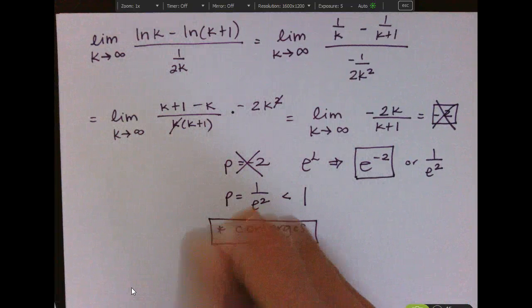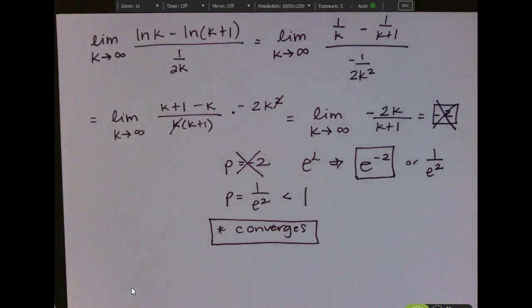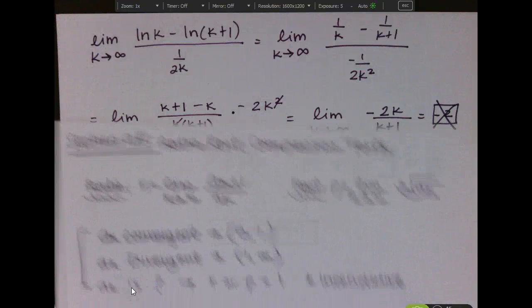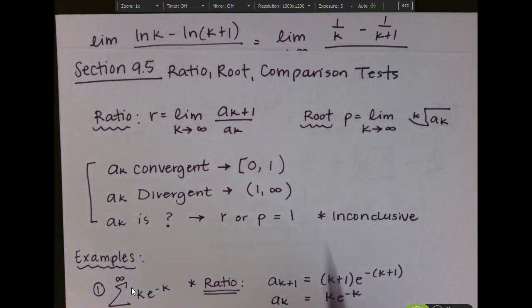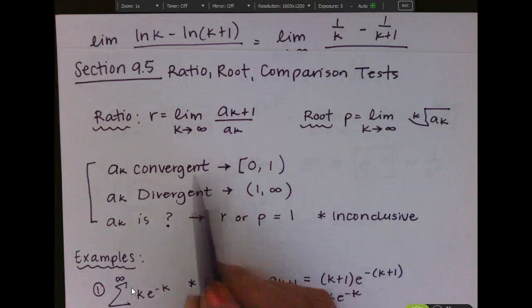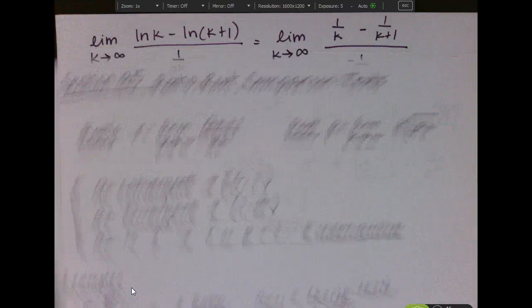Just like in the last problem, we go back to our rules here, and if it's in between 0 and 1, then our series converges. And that's what we have.